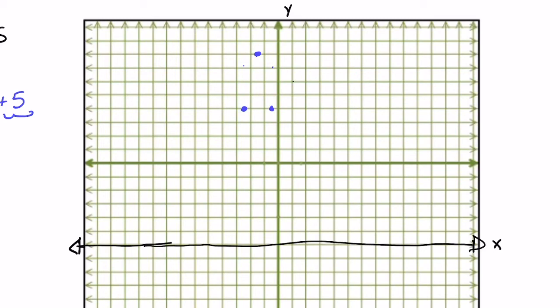So it's 2 over, and 1, 2, 3, 4, 5, 6, 7, 8, 9, 10, 11, 12, 13, 14, 15, 16. Same thing to the left. And this is a pretty skinny parabola. And now I can graph it.